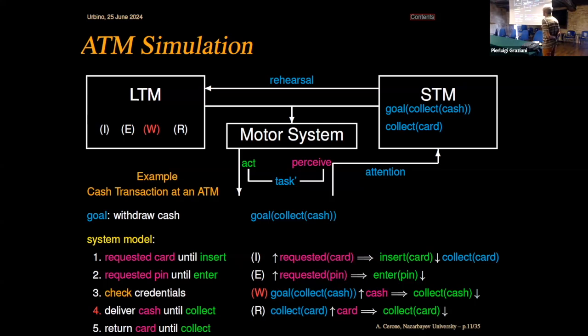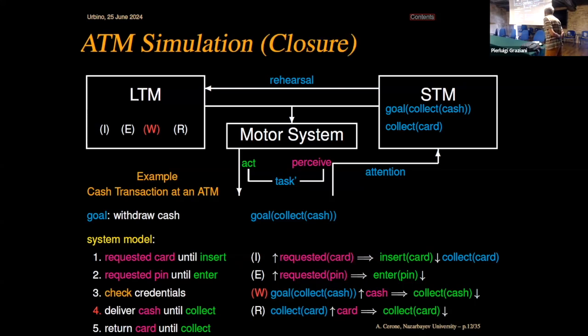Now we suppose to have a specific order of these actions. Here, there is no order. I mean, whatever is enabled, sometimes non-deterministically, because more than one might be enabled, whatever is enabled is performed. But here there is a specific order. You see, I numbered it. So now the cash is delivered. This rule is enabled because the goal collect cash is here in short-term memory. This is the perception. So we collect the cash.